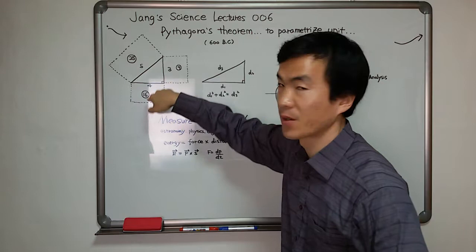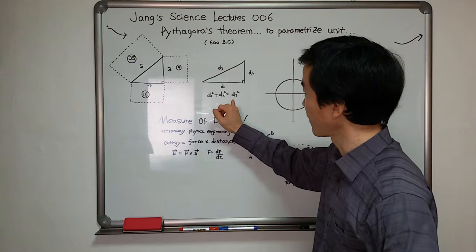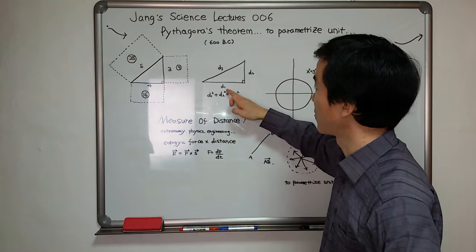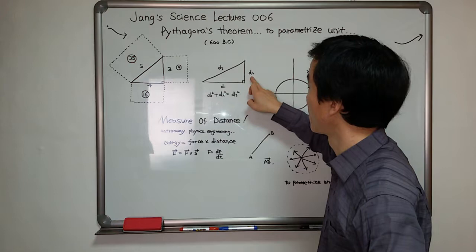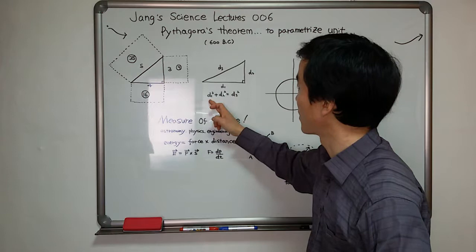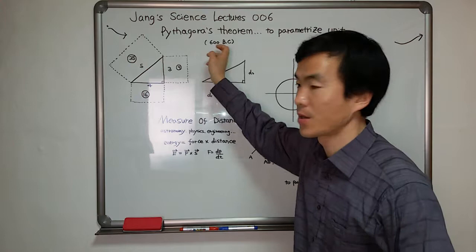On the other hand, this is a triangle. This is one line presented D1, one line presented D2. This is D1 square, D2 square, is D3 square. Yes. D1 square, D2 square, D3 square. It's called Pythagoras Theorem. Pythagoras Theorem is a very, very useful idea.